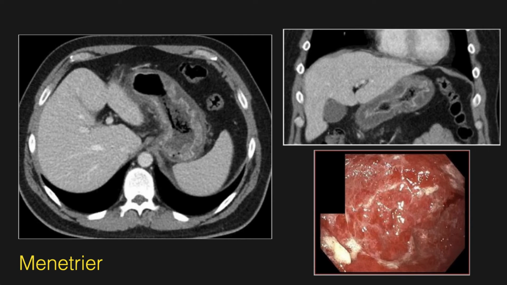But low attenuation wall thickening doesn't always have such a dramatic presentation. This is a younger male patient who presented with vague abdominal symptoms and CT findings of gastritis. After extensive workup, this turned out to be the rather uncommon Menetrier disease, which is a rare type of hypertrophic gastropathy resulting in hypoproteinemia.